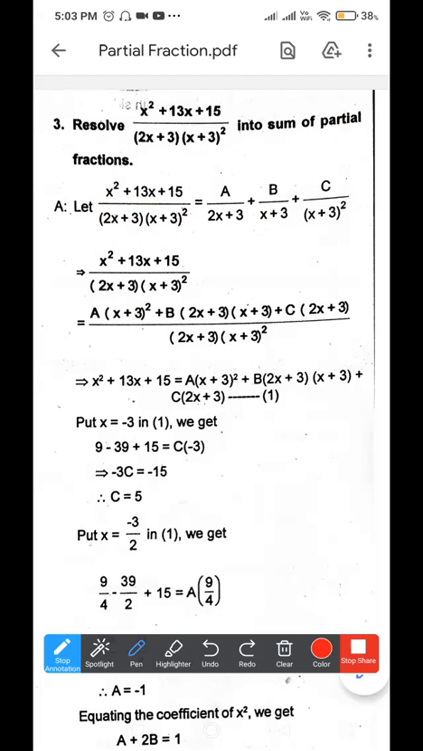Now multiply these two with a and these two with b and these two with c, and multiply the full denominator. After doing that, you will get this equation. Here this denominator and this denominator will get cancelled out. After cancelling out both the denominators from LHS and RHS, we can equate the numerators of LHS and RHS.